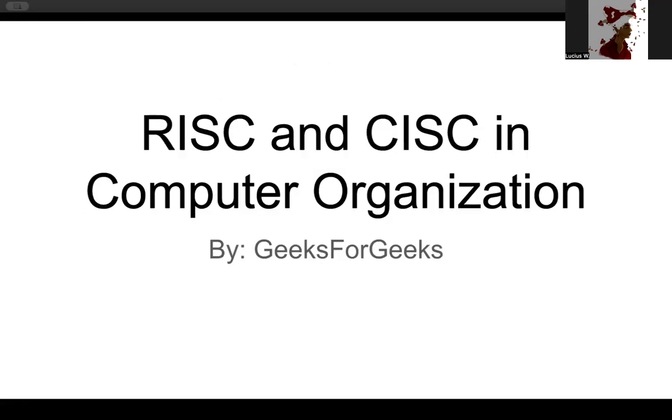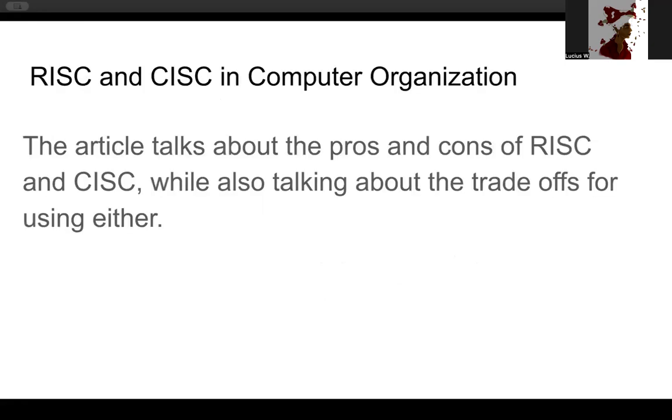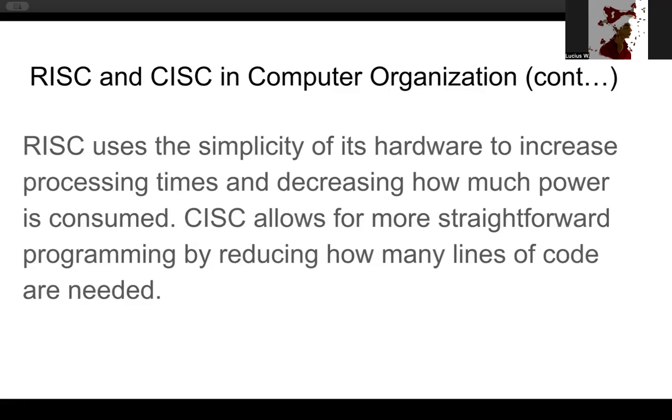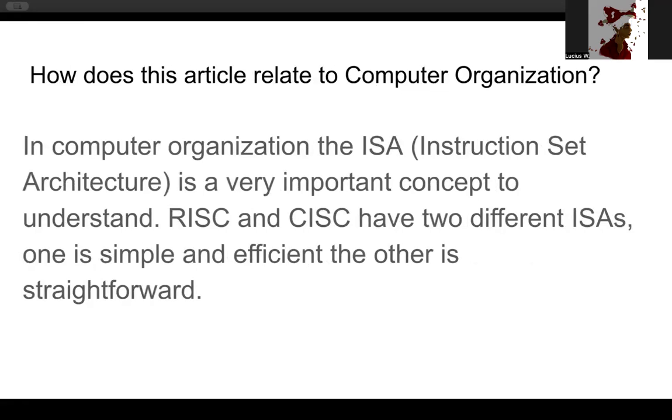The next article is by Geeks for Geeks called RISC and CISC and Computer Organization. The article talks about the pros and cons of using RISC versus using CISC, while also talking about the trade-offs if you choose to use either. Geeks said RISC's simplicity of the hardware increases processing times and decreases how much power is consumed, while CISC allows for more straightforward programming, reducing how many lines of code are needed in a program.